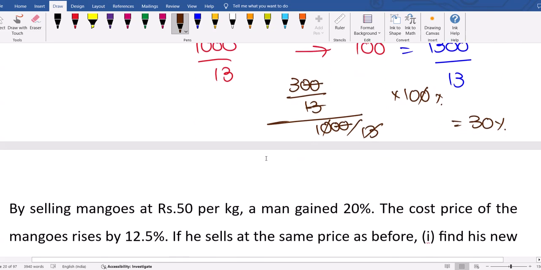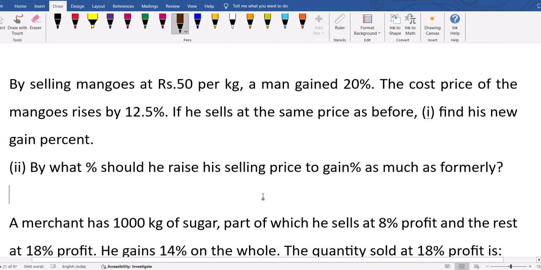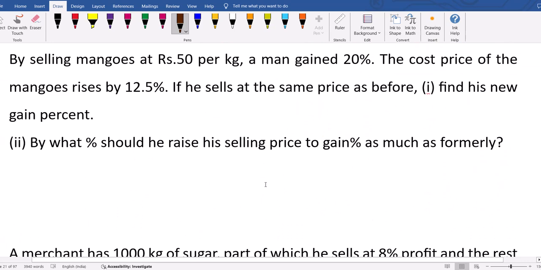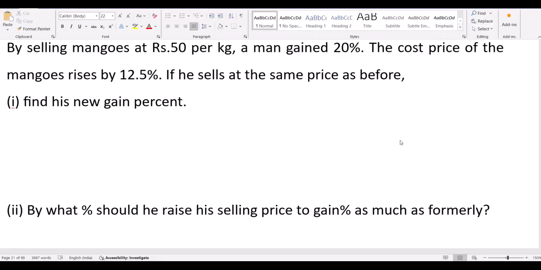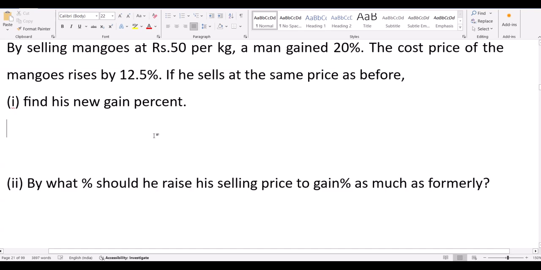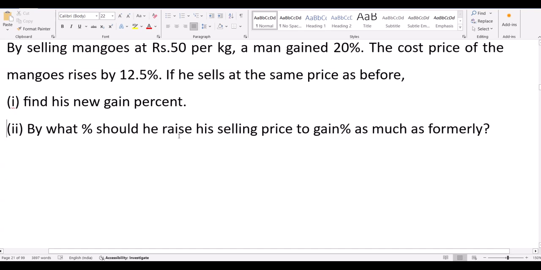One more question. So here, if you observe this question, they have given the selling price as 50 rupees per kg. A man gained 20%. The cost price of the mango rises by 12.5%. Now if we sell it at the same price as before, find his new gain percent. There are two questions actually related to the same data. Profit and loss is important for DESHAW recruitment as per the syllabus, right?